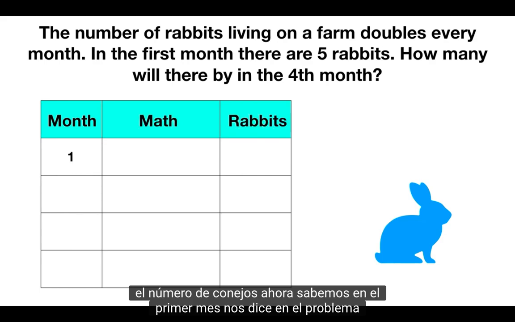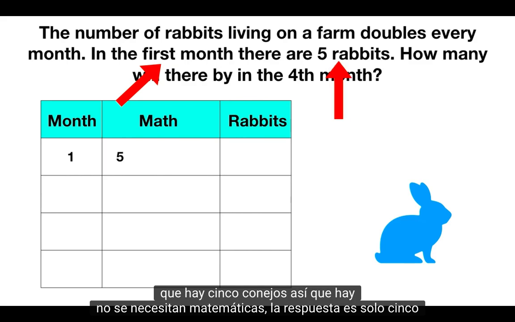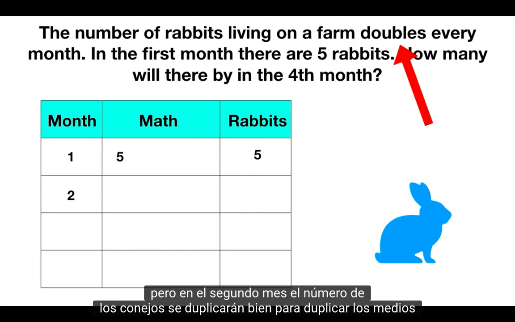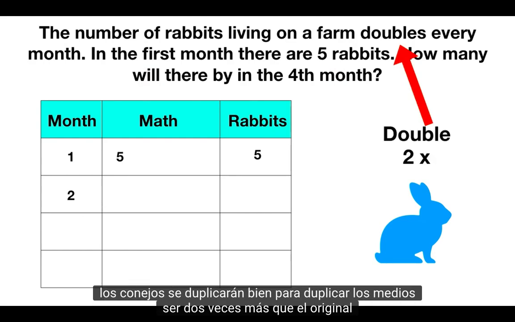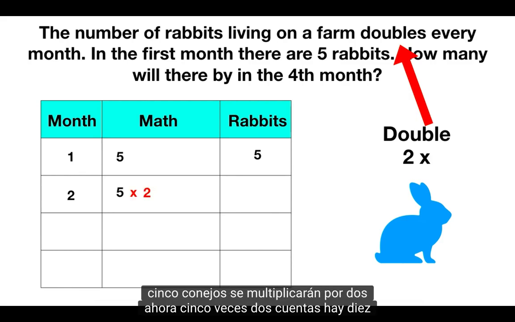Now we know in the first month, it tells us in the problem that there are 5 rabbits. So there's no math needed, the answer is just 5. But in the second month, the number of rabbits will double. Well, to double means to be 2 times as much. So the original 5 rabbits will get multiplied by 2. Now 5 times 2 means there are 10 rabbits.